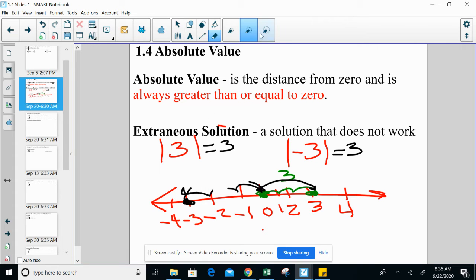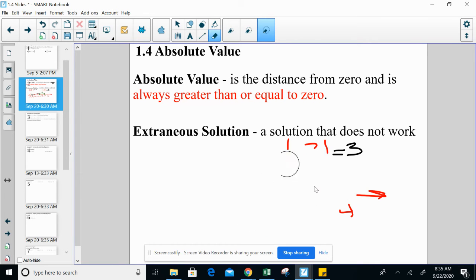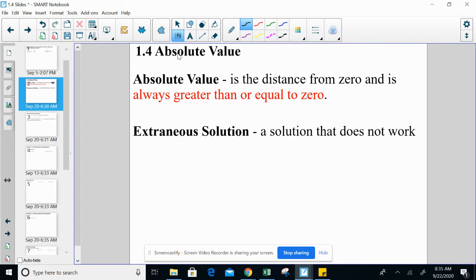Extraneous solutions, it says, is a solution that does not work. So when you're solving these, we're going to solve these in a special way. When you do that, not all of the solutions that you get are going to work. So you have to make sure to check them depending on the situation. Now, this is only going to happen for special situations, so just make sure you're paying attention for those. We'll go over them.